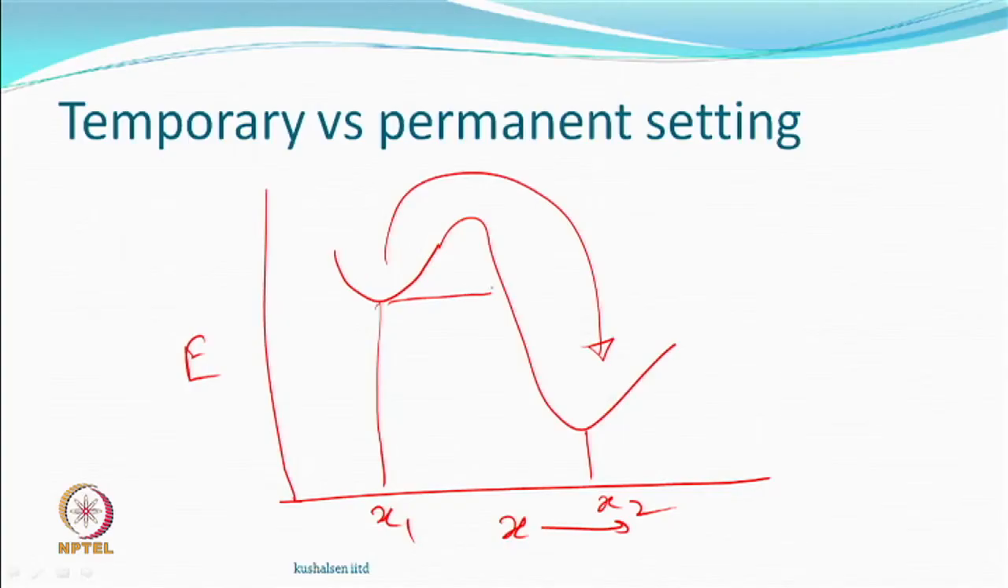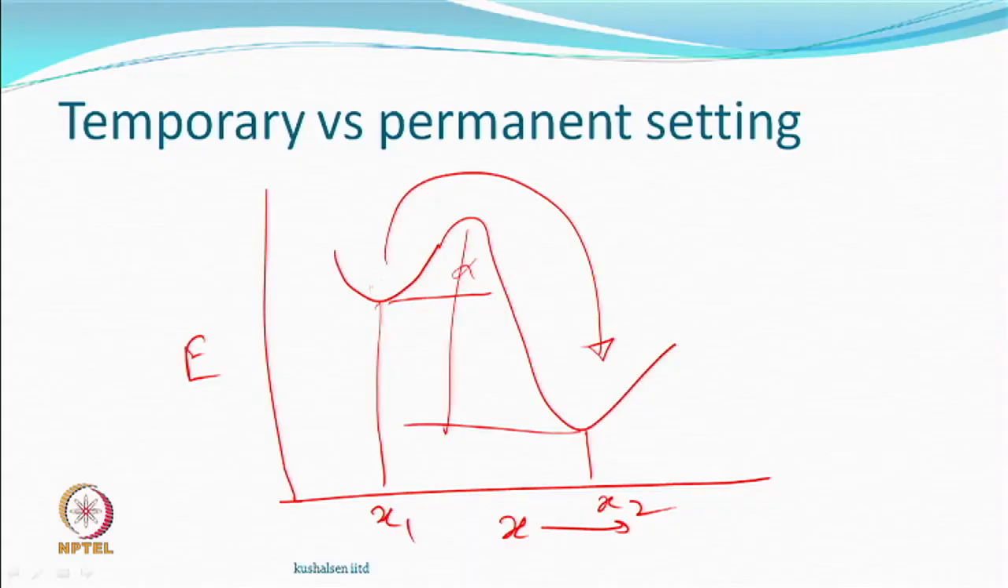Why? Because there is an energy barrier which was crossed and it went down all the way till this point. Now, if it has to go back, you have to give a good amount of energy for it to go back. So, that is not in favor, that is not a favorable situation.